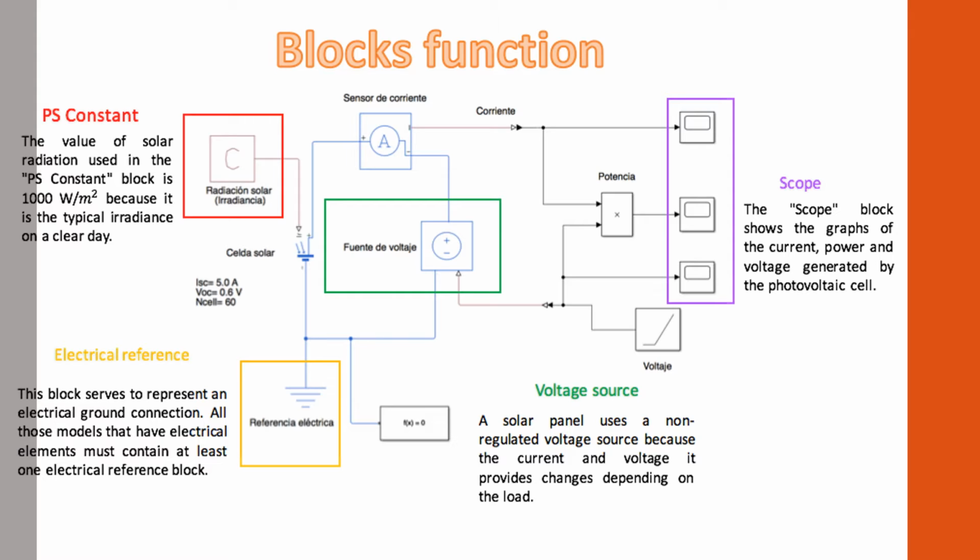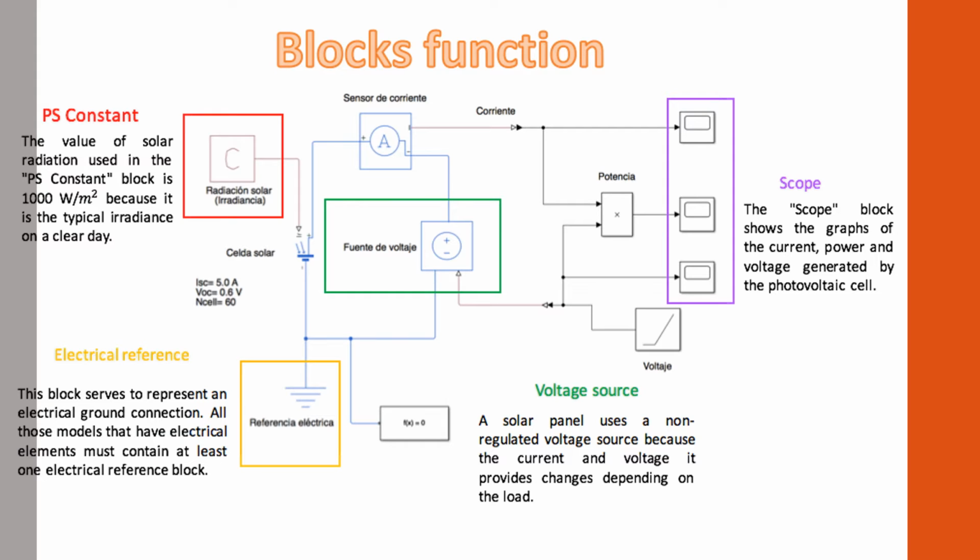The next block is the electrical reference. This block serves to represent an electrical ground connection. All models that have electrical elements must contain at least one electrical reference block. The next block is the voltage source. A solar panel uses a non-regulated voltage source because the current and voltage it provides change depending on the load. And this is also the reason why the solar panel always looks for the maximum power point.